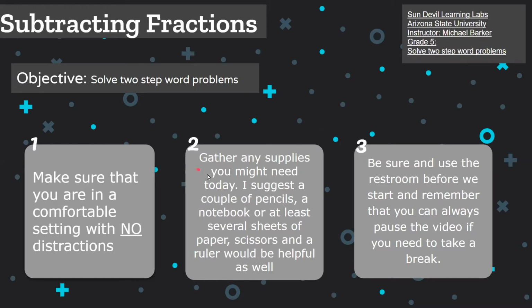Second, you want to gather any supplies you might need today. I suggest a couple of pencils, a notebook, or at least several sheets of paper. Scissors and a ruler are always helpful. Sometimes when we get with the higher fractions, you may even want to consider using a calculator. I'm okay with that. But what I want to encourage you to do is make sure you have a notebook and you're keeping track of your lessons as you're going through those. That's probably the most important thing, because you can refer back to some of the other lessons that we're building on.